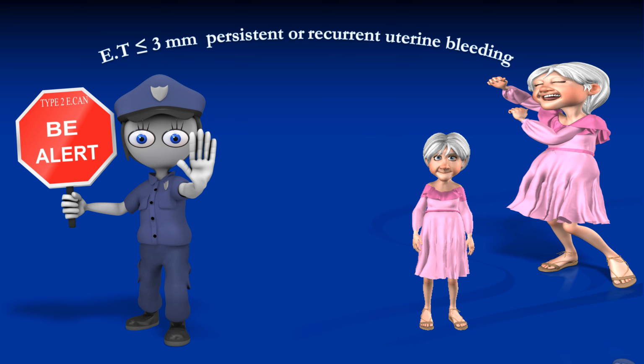It is important to mention that even if the patient had transvaginal ultrasound and came with endometrial thickness 3 mm or less, but still she is suffering from persistent or recurrent uterine bleeding, this patient still needs further evaluation for endometrial pathology. Why? Because of the false negative result of endometrial thickness by transvaginal ultrasound.